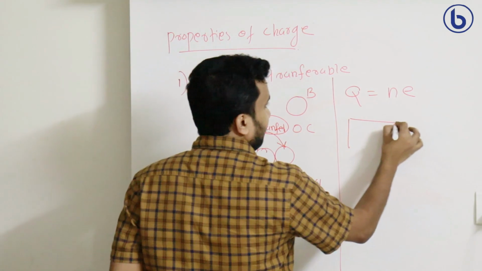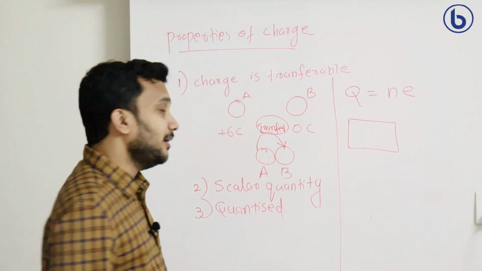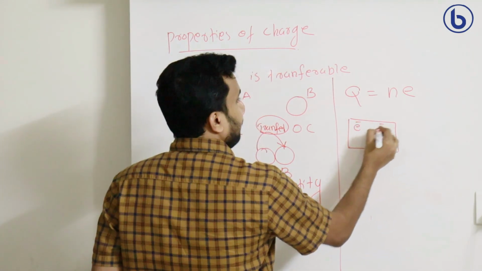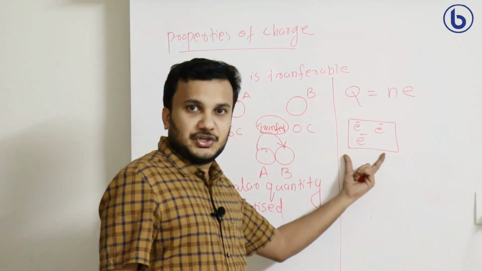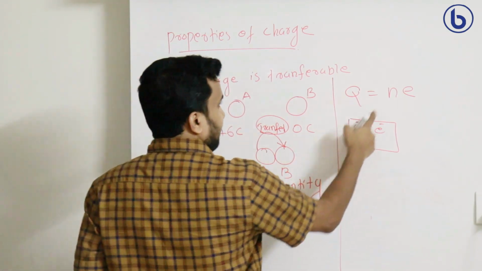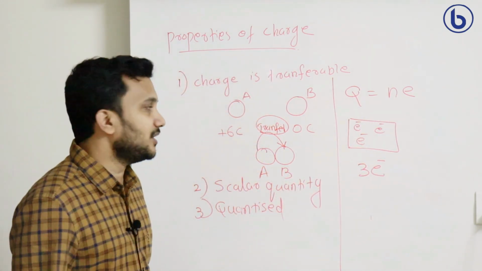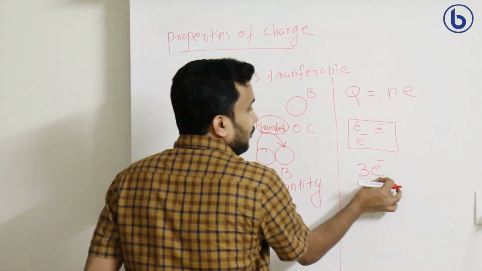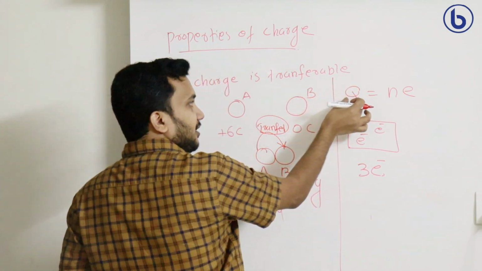I'll take an example. Suppose I have a matter, a particle, a substance or an element, and see here: 1 electron, 2 electron, 3 electron. Now I am asking, what is the quantization of the substance? You will say there are 3, so I will say it is 3 electrons. So 3 electrons are the quantization of the substance. Here, Q is nothing but the charge.